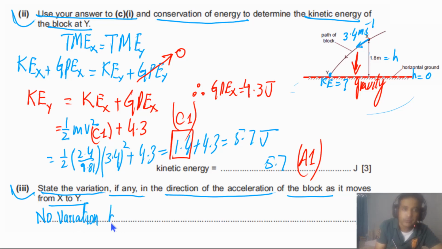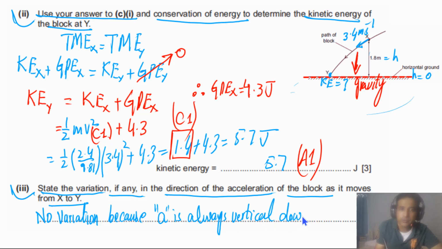No variation because acceleration is always, in this case, vertically downwards. So this is how you can answer. Acceleration is always vertically downwards, and this question has only 1 mark. If you have written this one, you will get 1 mark, and this one should be B mark.